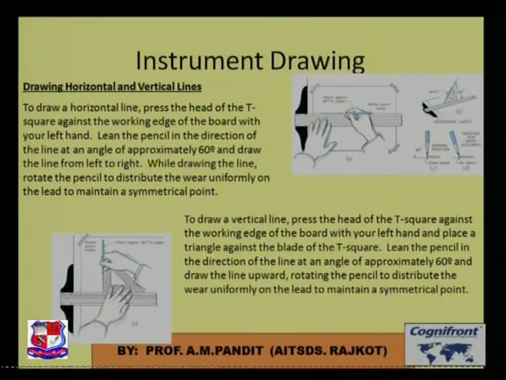How can we draw a horizontal and vertical line? This figure shows the application of the T-square. If we want to draw a horizontal line, put the T-square like this on the drawing board and draw the horizontal line using a pencil. You can draw a horizontal line very easily. If you want to draw a vertical line, you can place the T-square like this and use the set square to draw the vertical lines.